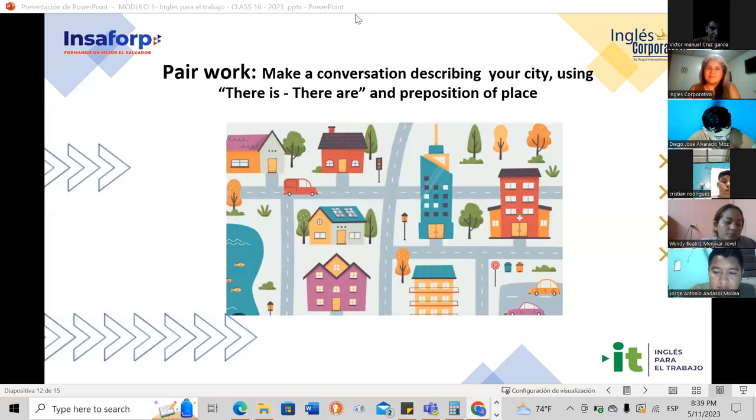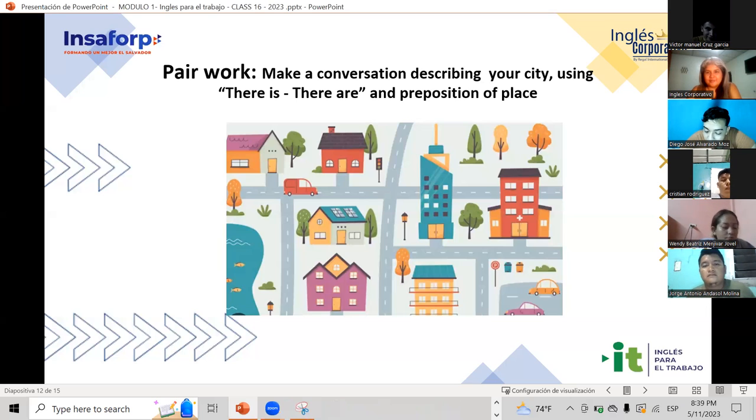Todo, compañero. Is there a fire station? No, there isn't a fire station. Are there a clinics? Yes, there are a clinics.